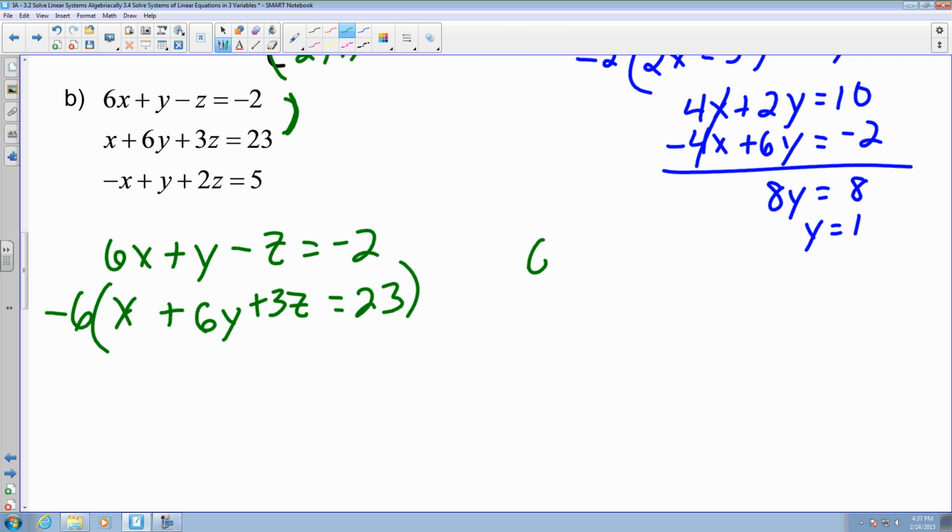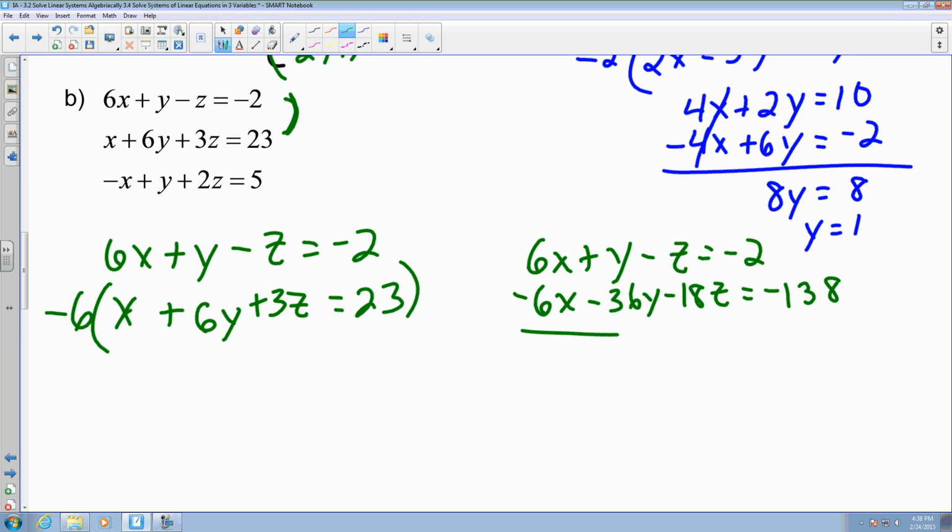So then that gives me 6x plus y minus z equals a -2. And then on the bottom, it's going to be -6x minus 36y minus 18z. And that's going to equal, what, a -138. So this gets canceled. This becomes a -35y, and then this becomes minus 19z, and then this equals -140. Then again, I stop.